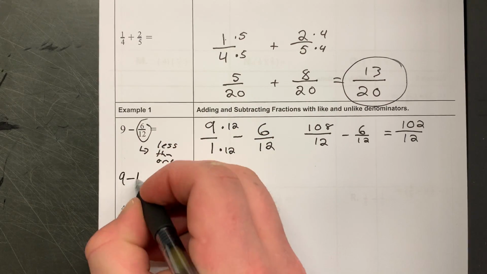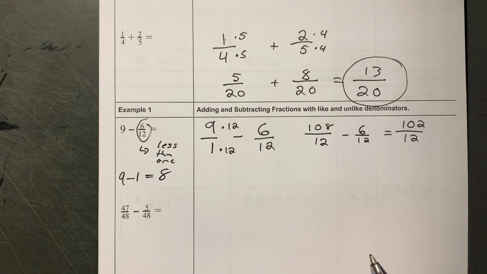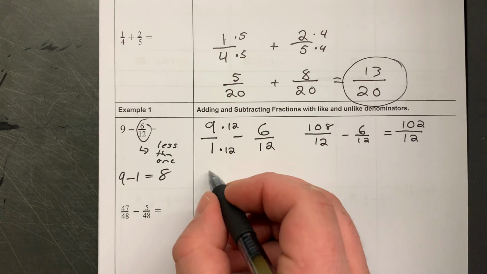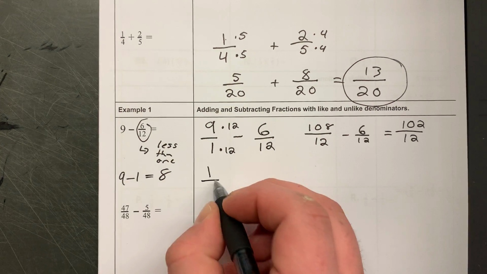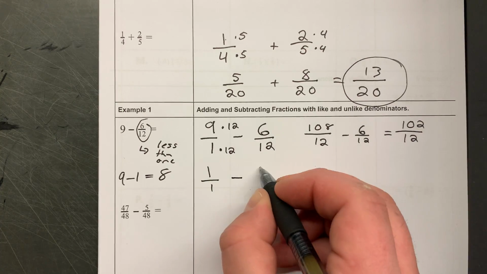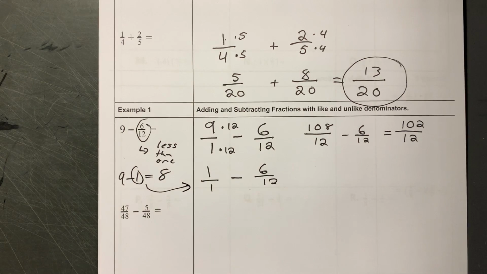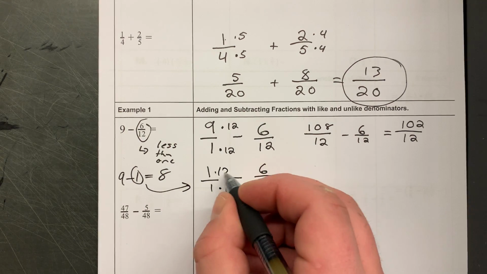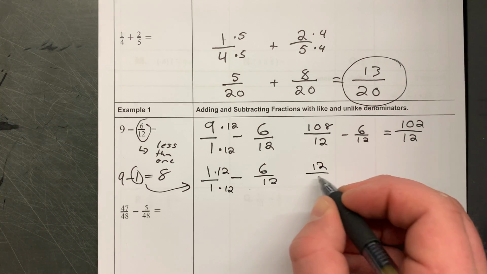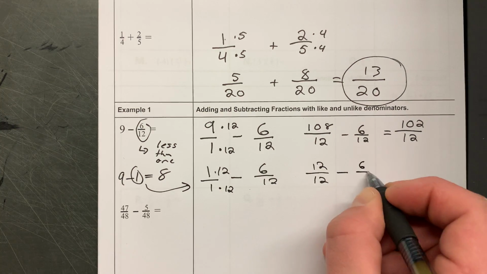So if I just take out 1 from my 9, my whole number is 8, okay? So if I have one whole minus 6 over 12. I took out this whole so I can use it here for my fraction. I'm just going to multiply this by 12 in order to show that I have a whole and I can subtract.